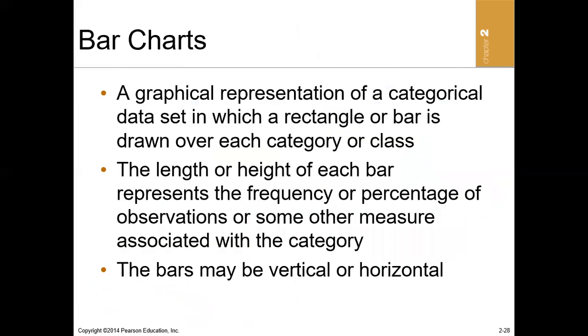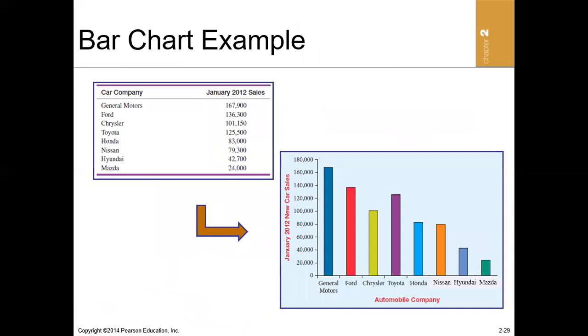So let's go into them in detail. So bar chart is just a graphical representation of categorical data in which a rectangle or a bar is drawn over each category or class. The length or the height of each bar represents the frequency, okay, as I've said, right? And the bars may be horizontal or vertical.